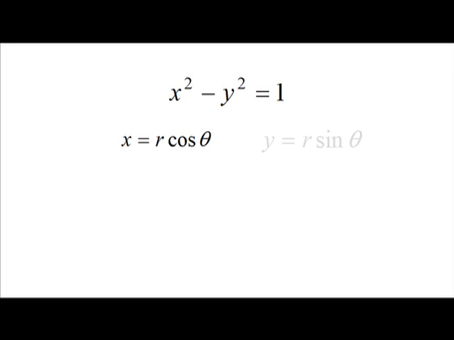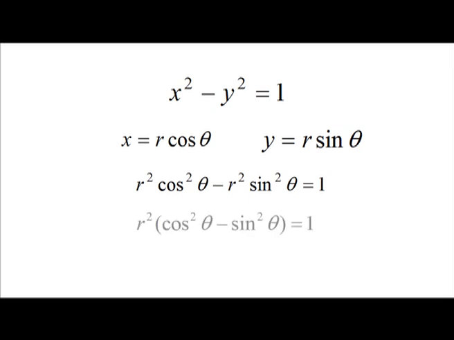Putting x = r cos θ and y = r sin θ in x² − y² = 1, we get r² cos² θ − r² sin² θ = 1, which implies r² (cos² θ − sin² θ) = 1. This implies r² cos 2θ = 1, which is the equivalent polar equation.